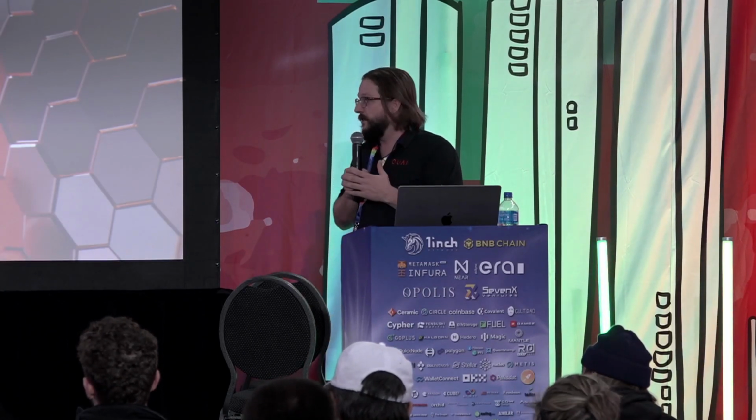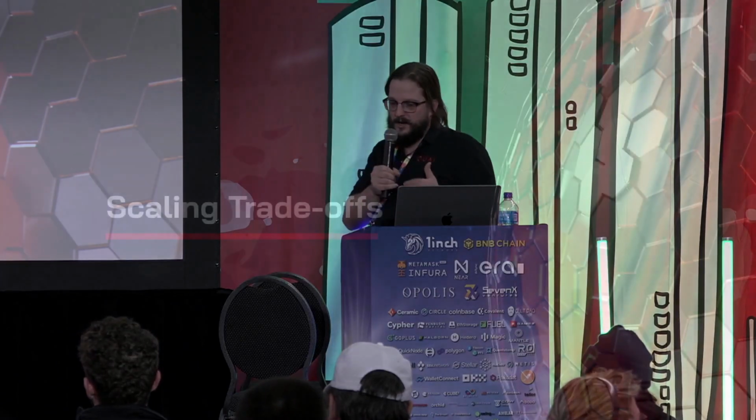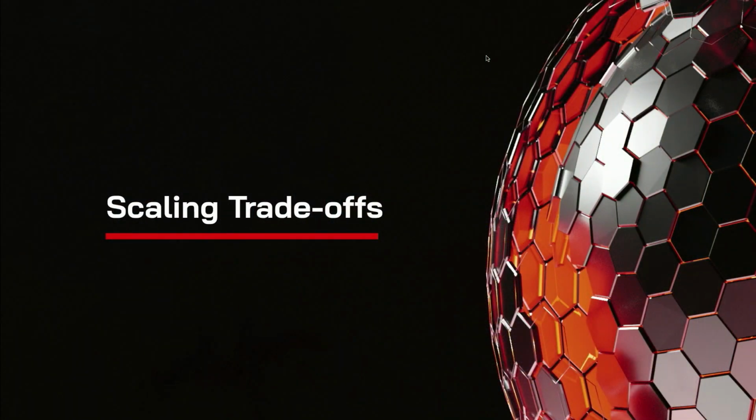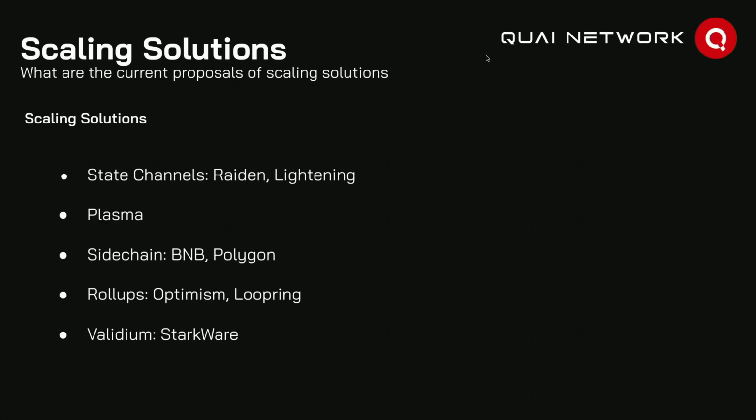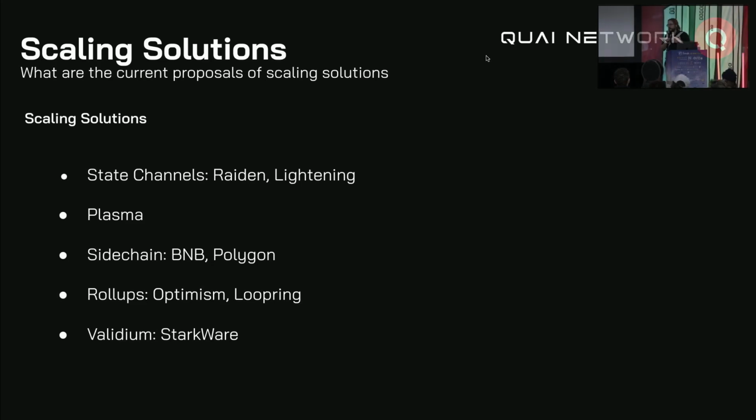And to start understanding the risks, we need to first look at the trade-offs in the different scaling solutions. So what are the current scaling solutions and proposals for scaling solutions? If we go back in time with Ethereum, one of the earliest scaling solutions was state channels. And examples of state channels are Raiden and Lightning. Then Plasma was proposed. That hasn't really gone anywhere, but we should at least consider Plasma when we're looking at the trade-offs in technology of different scaling mechanisms.